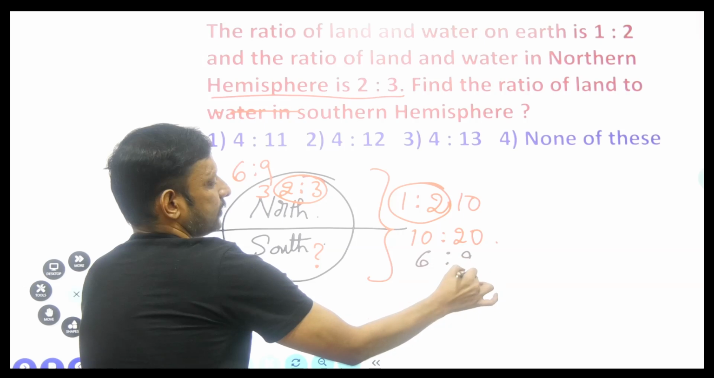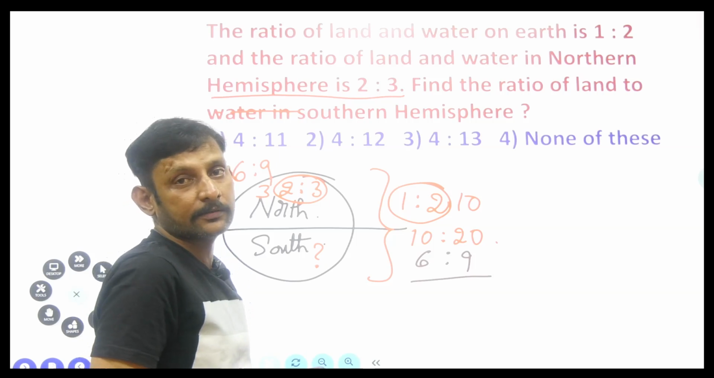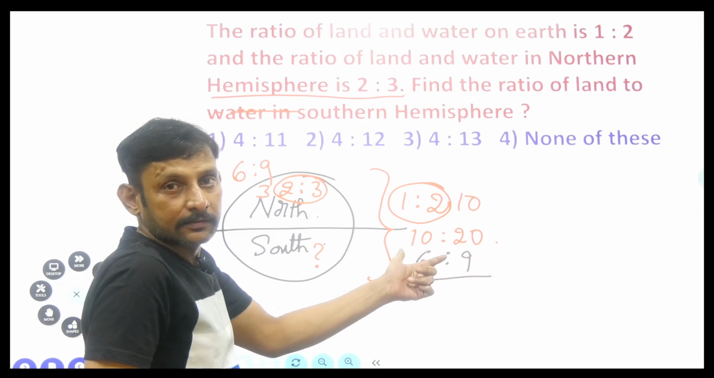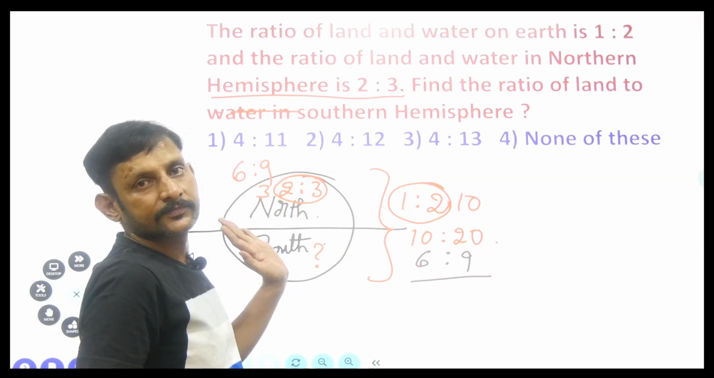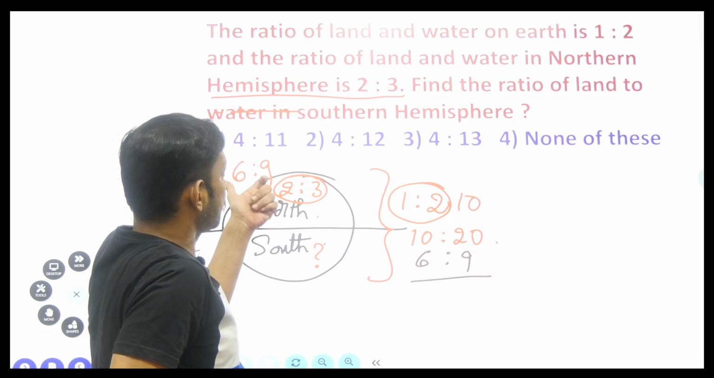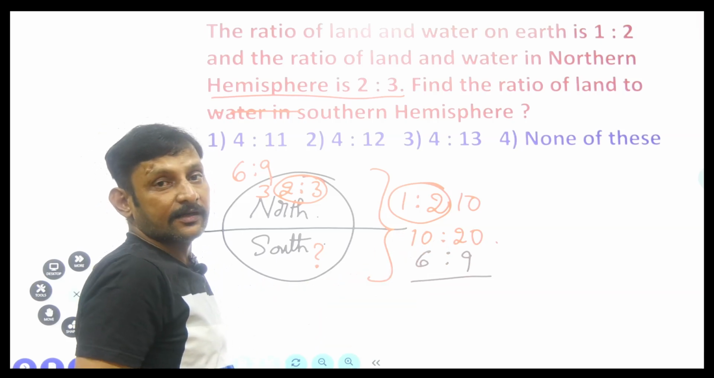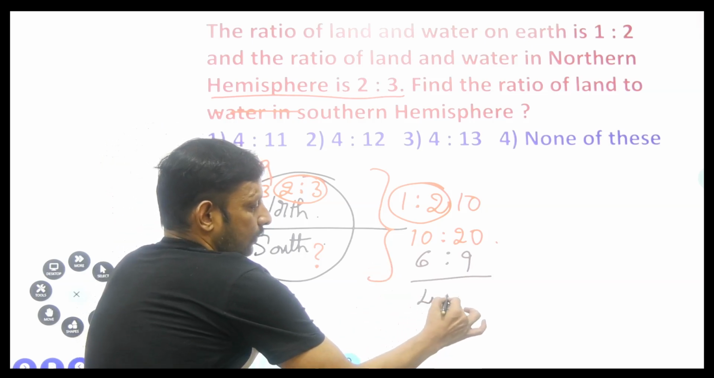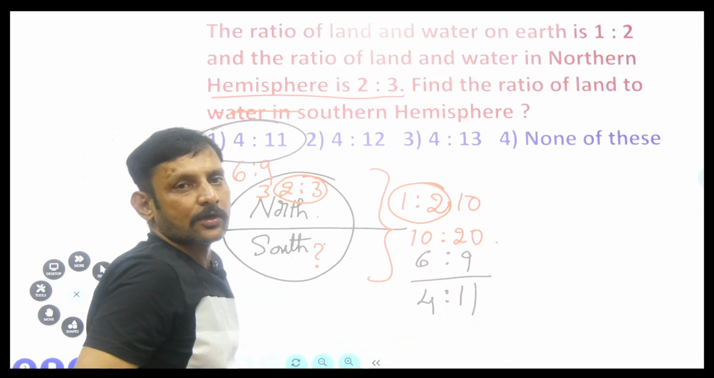If you subtract the north hemisphere ratio from the total, the adjustment is very, very important. You have to check the values. You can only subtract when the total earth ratio is double that of the upper part. Clear? Now, it is very, very clear. 6 plus 9, 15. 10 plus 20, 30. 30 is twice of 15. So, I can subtract that. When I subtract that, I got 4:11, which is given in the first option.